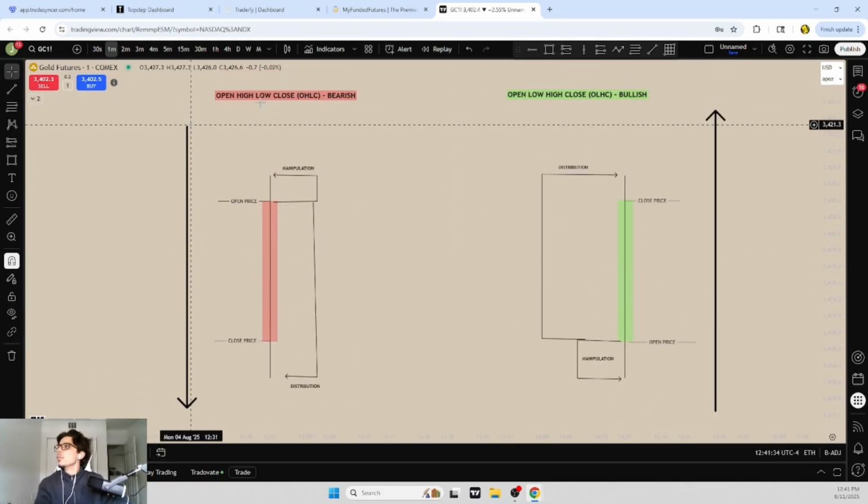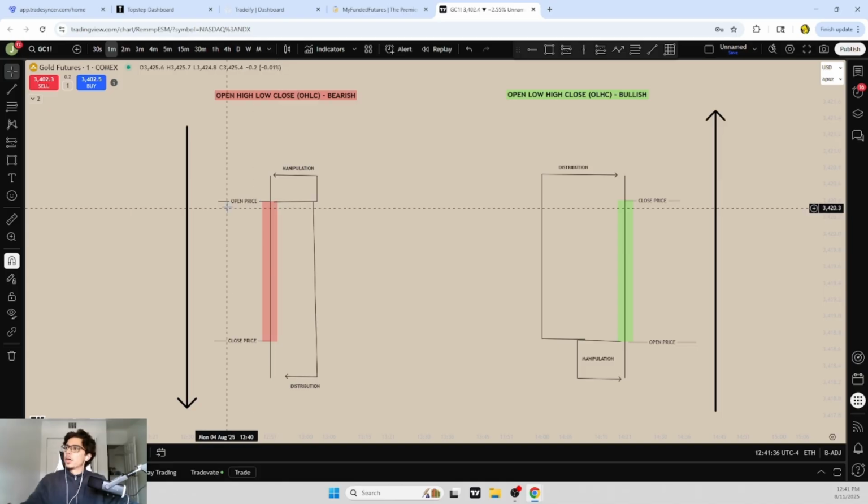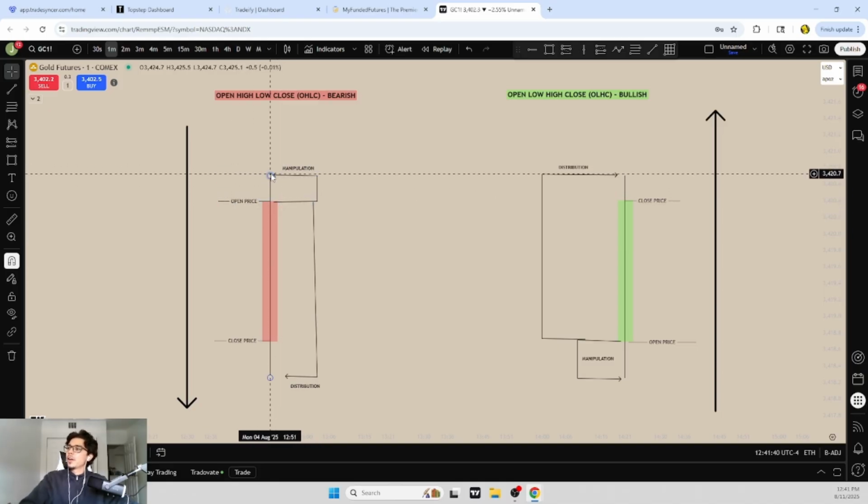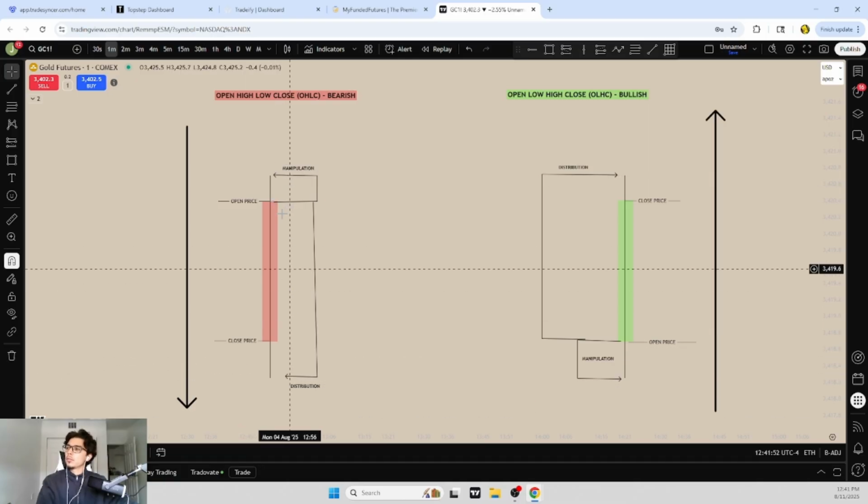So open, high, low, close, bearish example. What does price do? Price opens, right? We have our opening price. We manipulate higher, putting in the high of the candle. Come all the way down as we're distributing. We put in the low of the candle, and then we retrace just a little bit, making the closing price, right? So we open, high, low, close. Open high, and then close low.